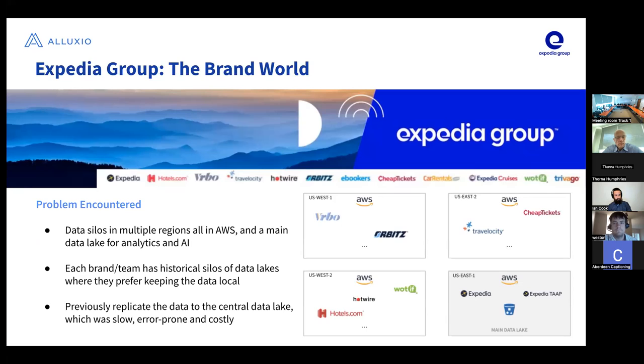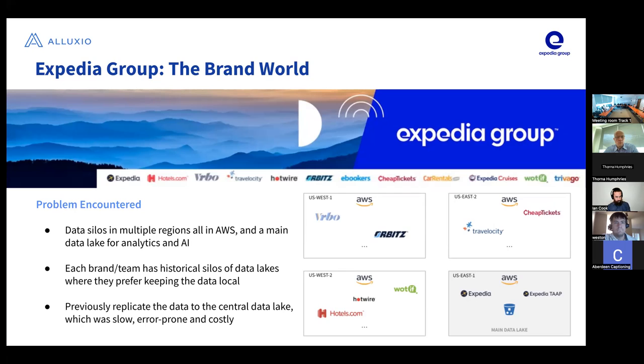I think people all know Expedia.com. However, you might not know that Expedia is a group of brands. They operate a portfolio of more than 20 brands, including Expedia.com, Hotels.com, and also Vrbo. Here I've listed the brands in this diagram. Because of the nature of their business, they call themselves a brand world, which means the different brands operate more independently and have their own data infrastructure, creating some data silos.